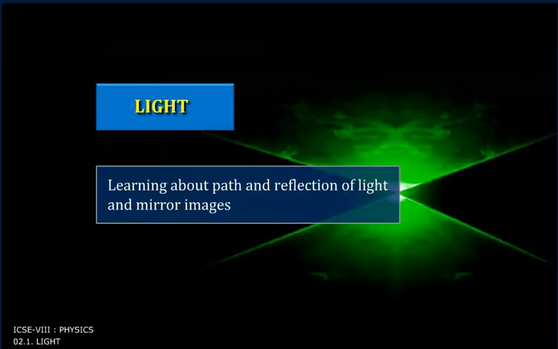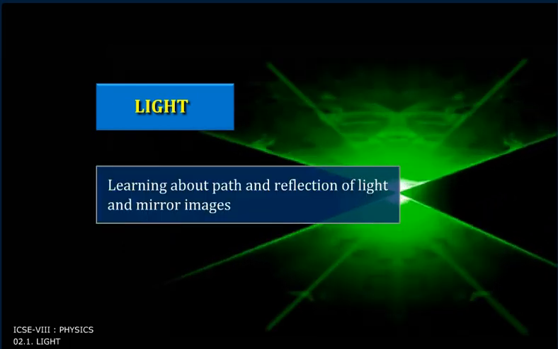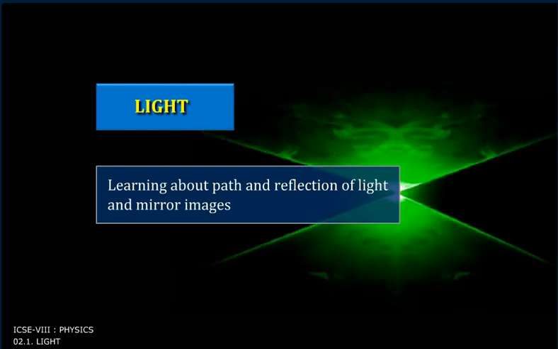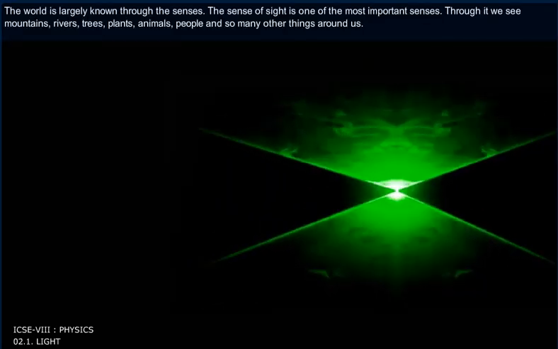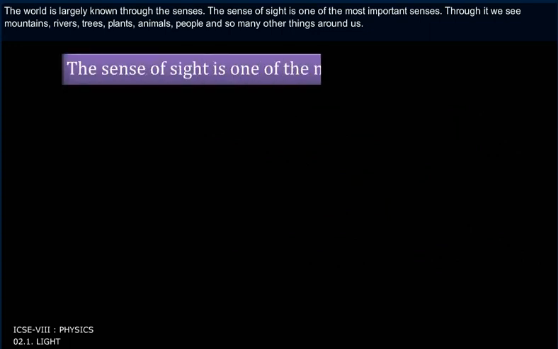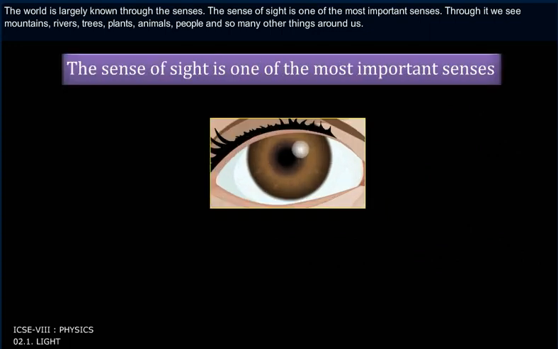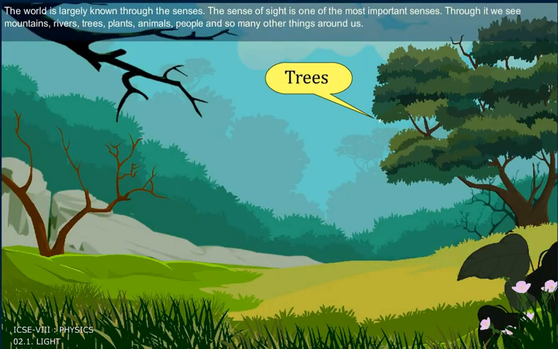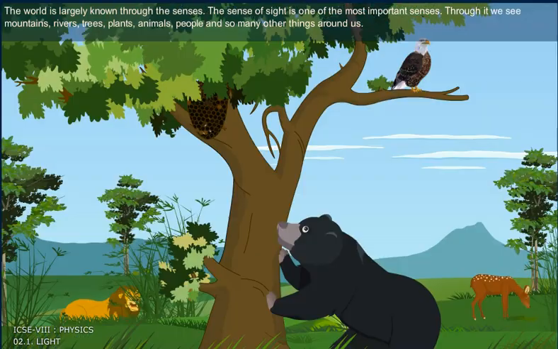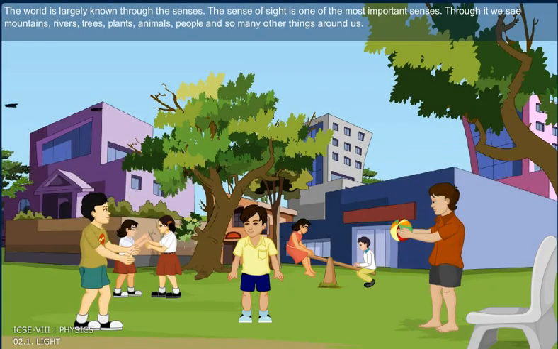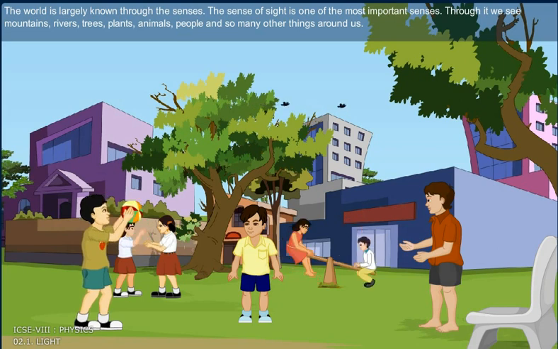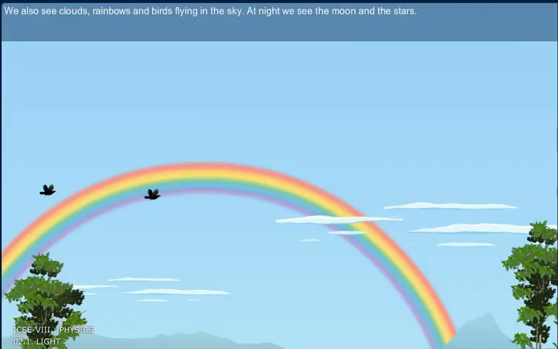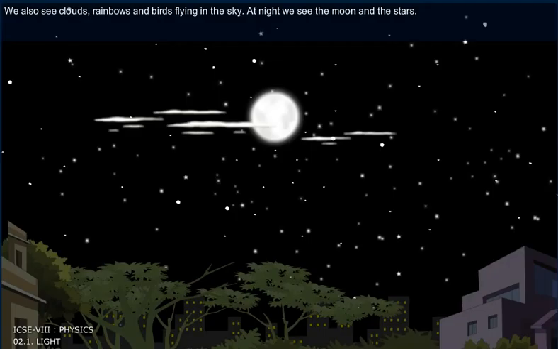Science. Learning about path and reflection of light and mirror images. The world is largely known through the senses. The sense of sight is one of the most important senses. Through it, we see mountains, rivers, trees, plants, animals, people, and so many other things around us. We also see clouds, rainbows, and birds flying in the sky. At night, we see the moon and the stars.